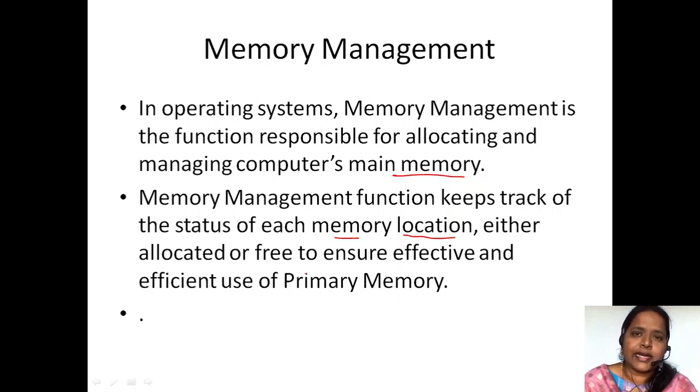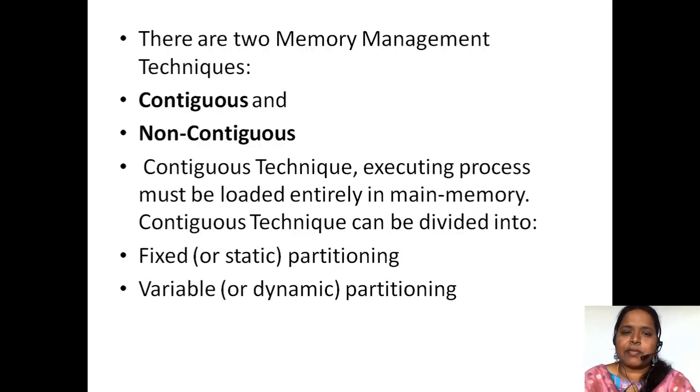Suppose five spaces are free and two processes are waiting. If we know that number beforehand, that five spaces are free, we can accommodate the two waiting processes. If we don't know the number, we can't accommodate the process. So in order to know in advance, and to be effective and more convenient for the processor, we have memory management. It keeps track of each and every memory location. So that is memory management.